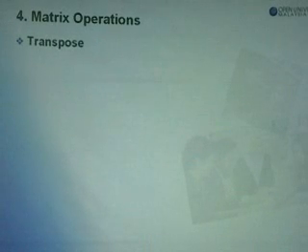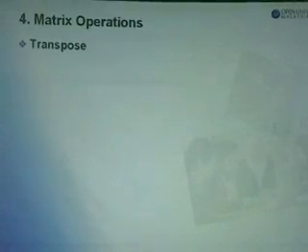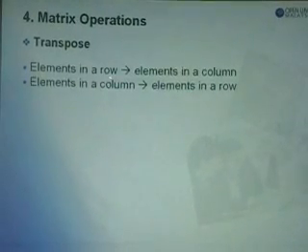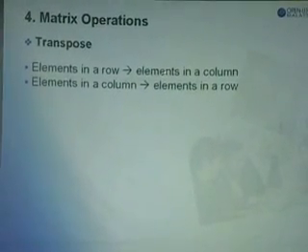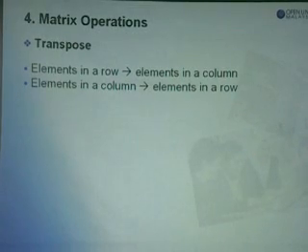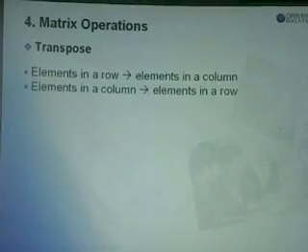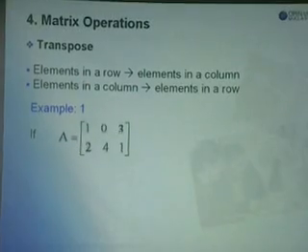Here I'm going to show you how to carry out a matrix operation called the transposition of matrix. So transpose means the element in a row will be converted to elements in a column. The same goes for elements in a column will become elements in a row. Let's look at example 1 here.